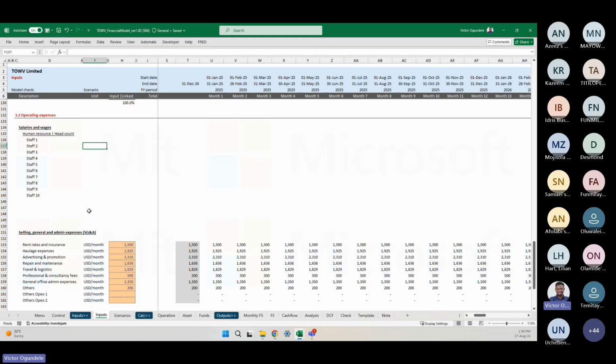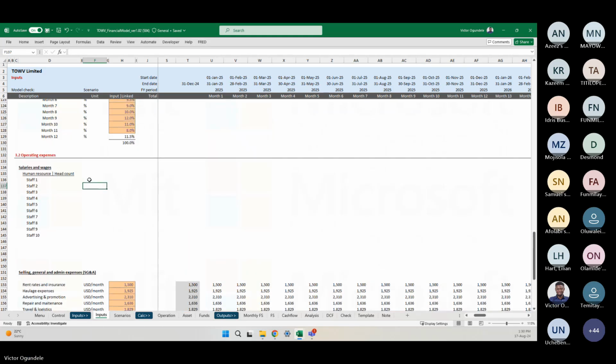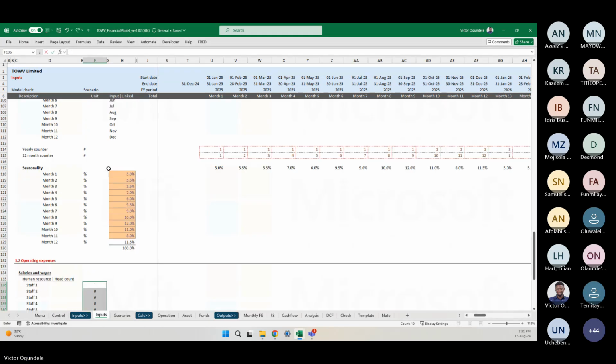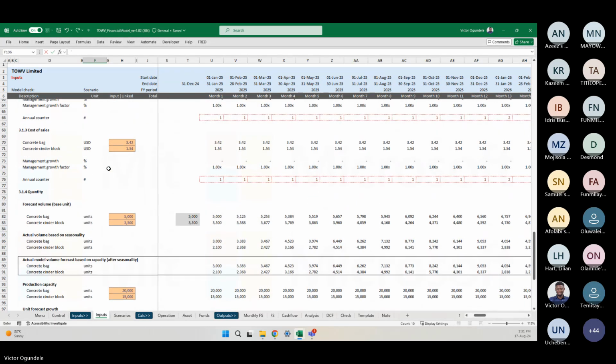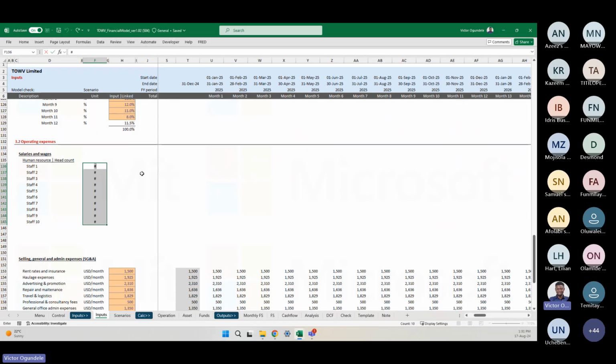Please remember. Okay. So here, let's have the head count. We just put a hash here, which is like the head count. All right. Now we are going to put this as the base, the input as the base.